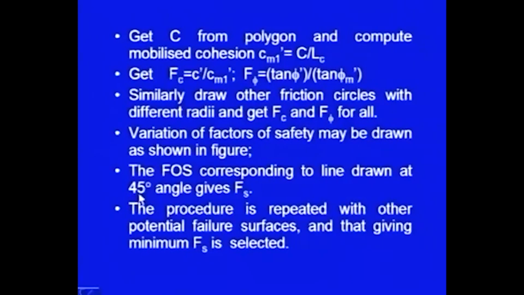So, here the work, the contribution of one trial arc is completed. Then you have to use another potential failure surface, another trial arc, and then calculate the next F s. So, you have to take a large number of trials, and out of all those circles, you have to choose that circle which gives you the minimum factor of safety. That is termed the critical circle, and the factor of safety corresponds to the slope.